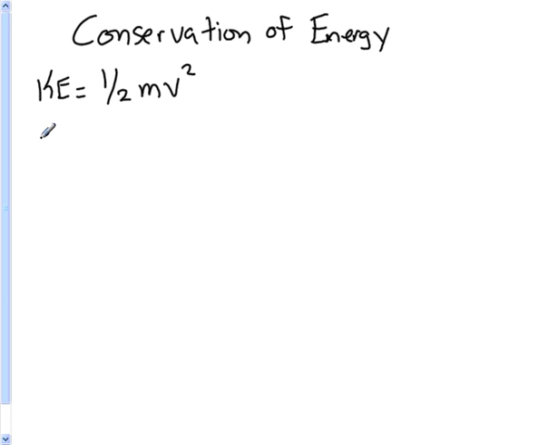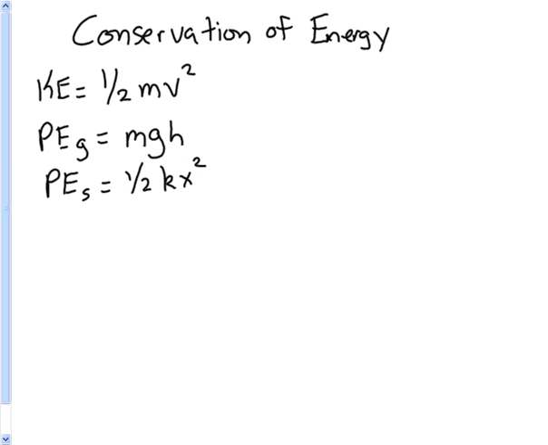We also have stored energies, so we have a potential energy, and this potential energy is gravitational, or it can be gravitational, and the equation for this is mass times gravity times height. And then we can also have potential energy stored in a spring, which has the equation of 1/2 times the spring constant k times x squared.